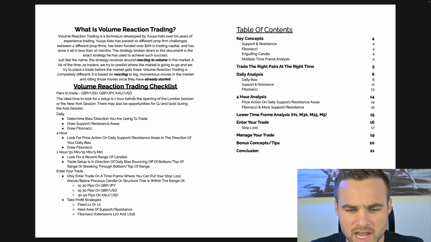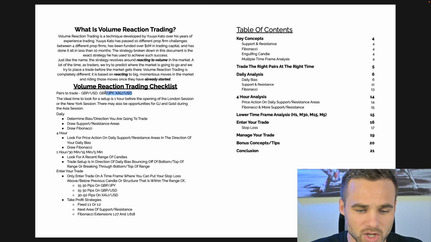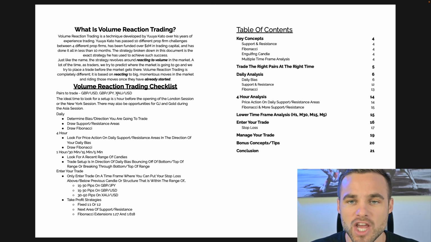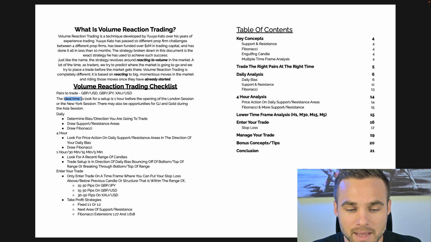The best part about this strategy is that we really only need to look at like two currencies when we're trading. So mostly we're going to be trading gold, which I guess is a commodity, and GBP JPY. And these are the two ones that we're going to have the most focus on. Now, the ideal time to look for trading opportunities is basically an hour before the London or New York session, because this is when the volume is really going to kick up. And again, we're volume reaction traders.